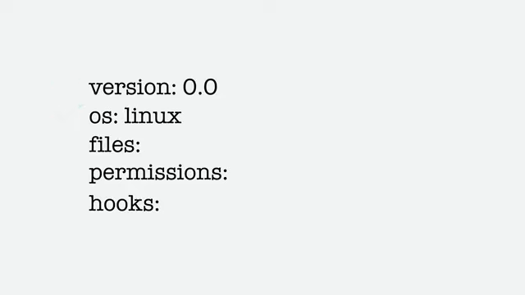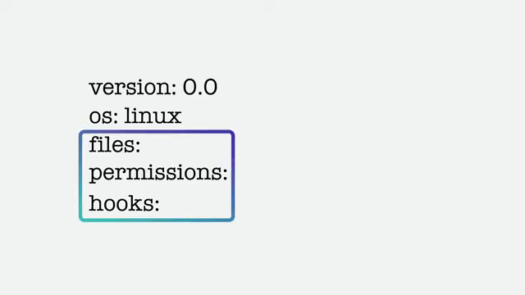Our next section is the files section. This is optional and is only necessary if you are going to be copying files to the instances in your fleet. I'll say this now as it pertains to the rest of the sections because they are all optional. If you are not using a section within the file, you should not include it at all. If you include an incomplete section or leave a section blank, you have a risk of failing a deployment. This includes the files, permissions, and the hooks sections.